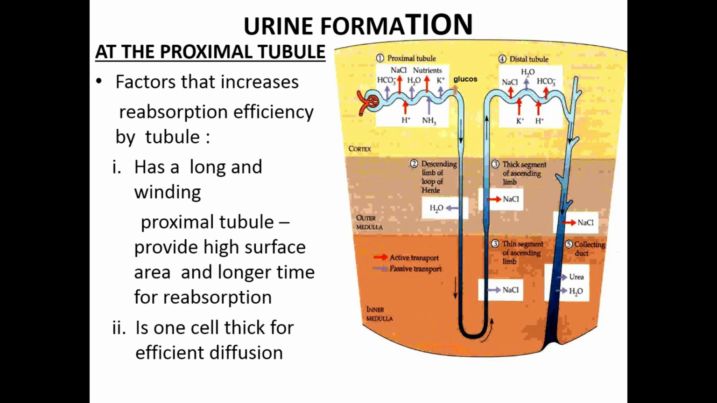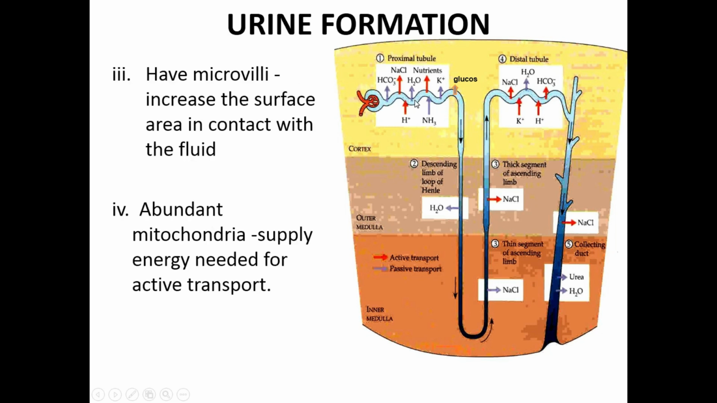Again, the first one long and winding, proximal convoluted tubule long and winding. Okay, the second one is one cell thick, efficient for diffusion. The third one is have microvilli, increase surface area. And the fourth one is abundance of mitochondria, supply energy for active transport.